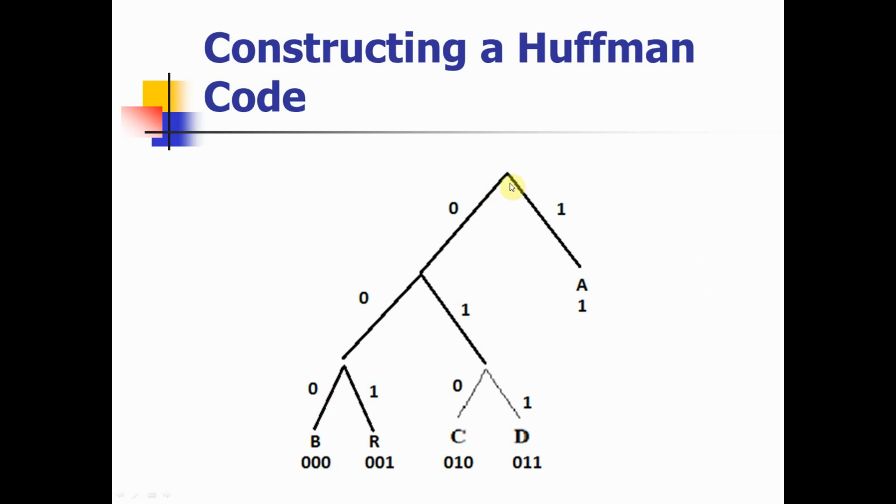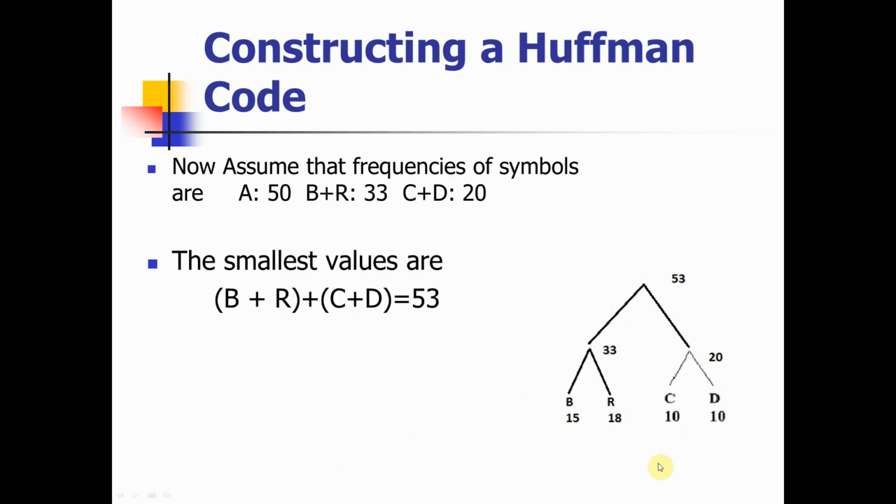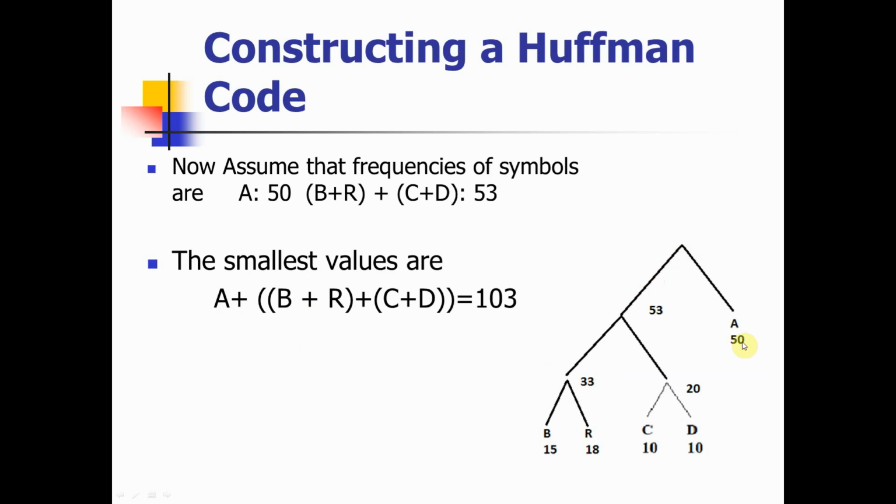By looking into the travel path, we can encode each character with its own code. You may notice one thing. In the last step, when I add A to this whole tree, which is the tree of B, R, C, and D, all four are combined together. I put A on the right side, which makes A encoded as a 1.